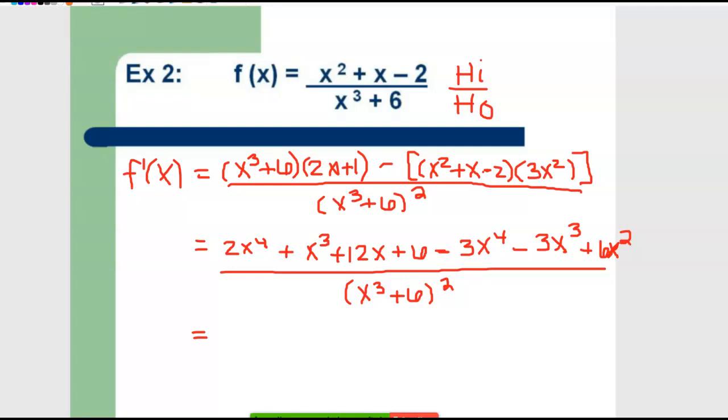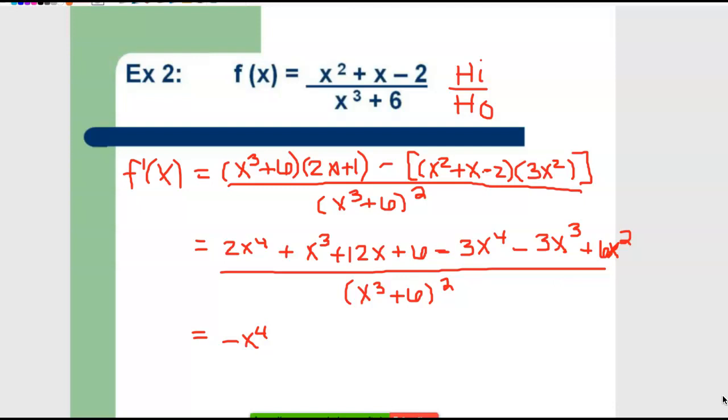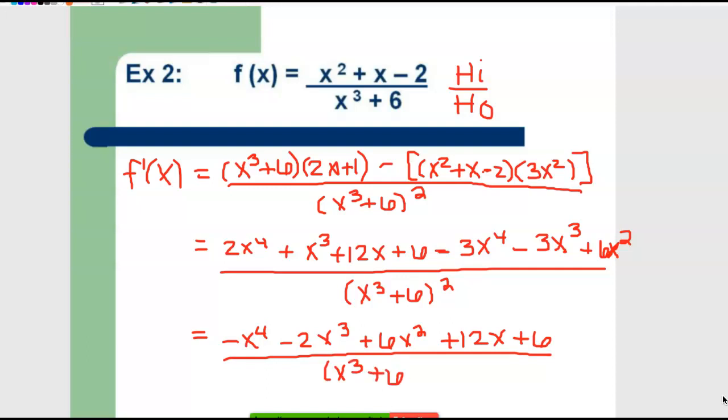So 2 minus 3 gives a negative x to the fourth. X cubed minus 3x cubed gives a negative 2x cubed. Where's my x squared? 6x squared. Then you have 12x and 6. This is not like before when you did the definition of the derivative and a whole lot of stuff canceled out. A whole lot of stuff isn't going to cancel out anymore.